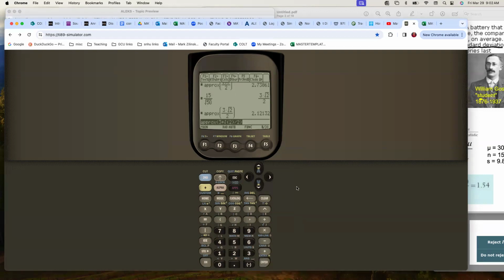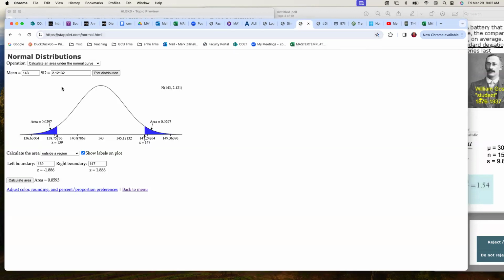Okay, so now if I approximate that, 2.12132. Okay, so I'm going to go in here now for my normal, and notice I told you I did this already, 2.12132. I put that in there for my standard deviation. And all that is, again, is the 15 divided by the square root of 50. That's this distribution here, okay?